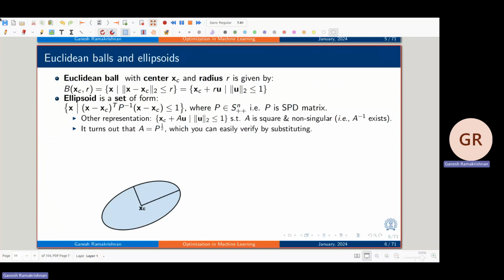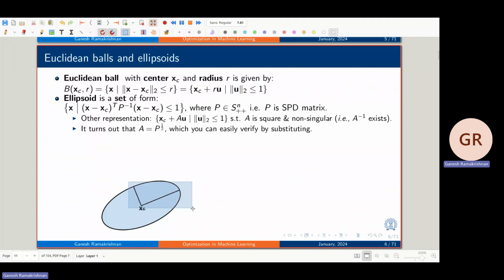Now, let's take some more examples of convex sets. Euclidean balls and ellipsoids, they're convex sets. So, a Euclidean ball with center XC and radius R. In the case of a Euclidean ball, R is going to be the same uniformly. So XC plus RU such that norm of U is less than or equal to 1 is one way of writing it, or the 2 norm of X minus XC is less than or equal to R.